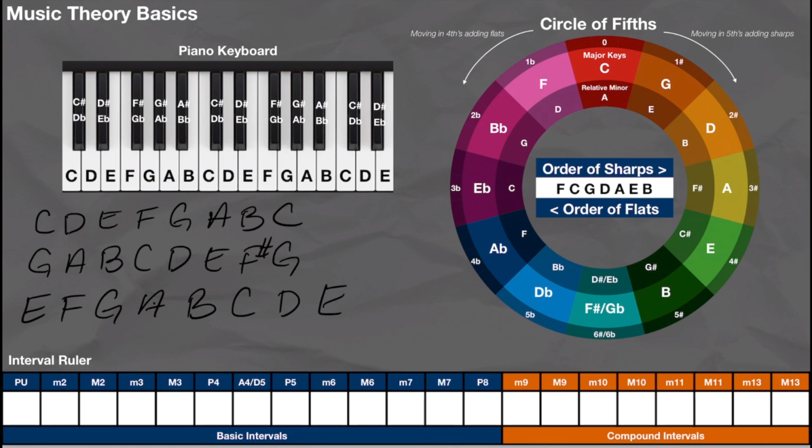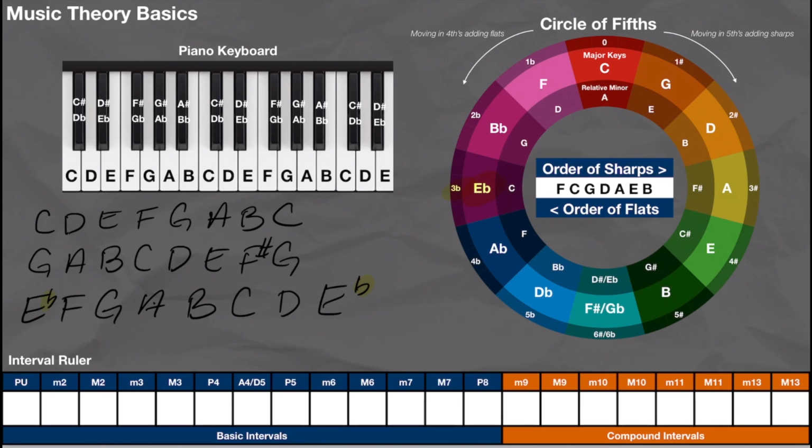Now, we're looking at the key of E flat. So we already know that E has to be flat, right? So let's go ahead and do that, okay? The key of E flat has 3 flats in it, okay? We've already taken care of the first one over here. We already have E flat.